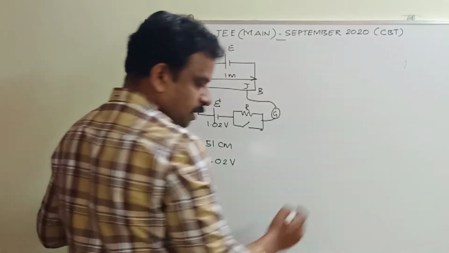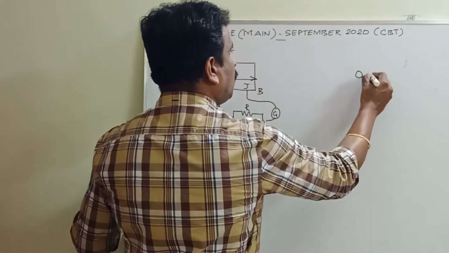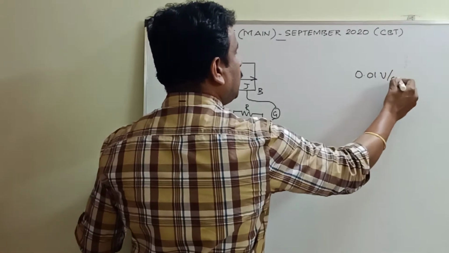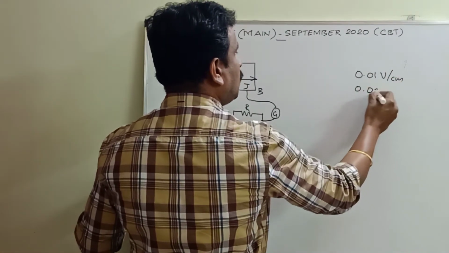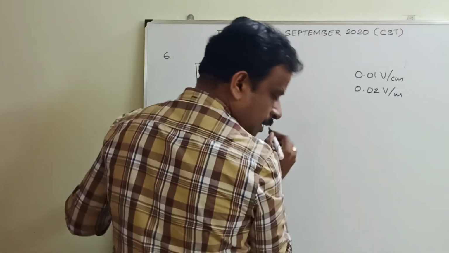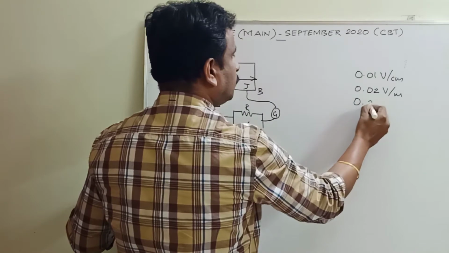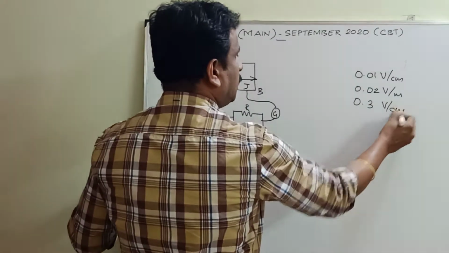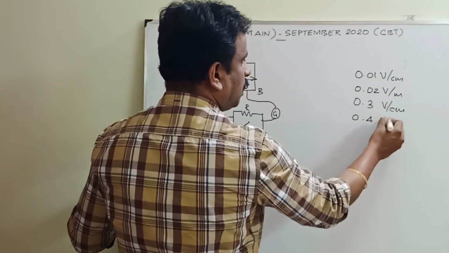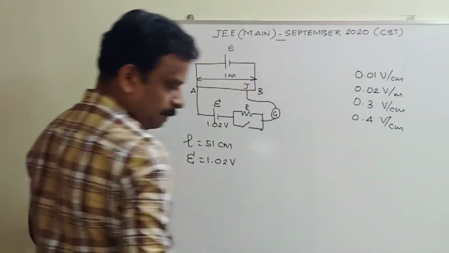And your options are 0.01 volt per centimeter, 0.02 volt per centimeter, then 0.3 volt per centimeter, then 0.4 volt per centimeter.